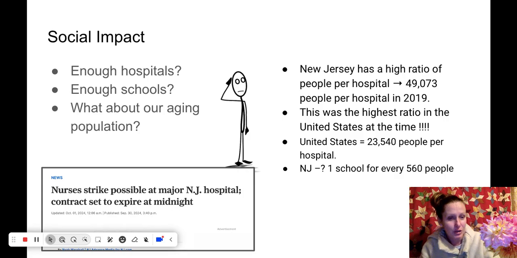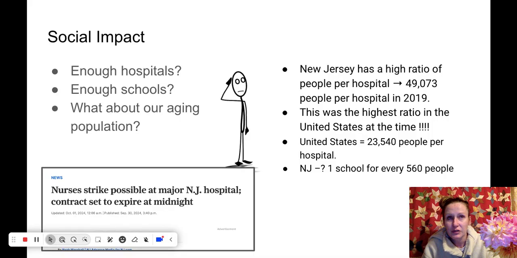So here's some more local examples for you guys. New Jersey has one of the highest ratios of people to hospitals in the country. I mean, it is by state the largest. So for every hospital, there's over 49,000 people, right? So there are some of the best hospitals in this area, but the number of people at the hospital is very, very high.